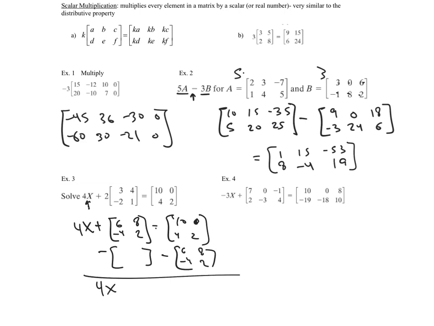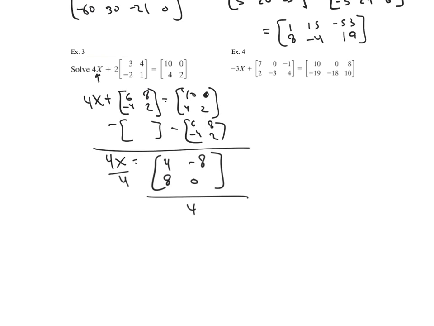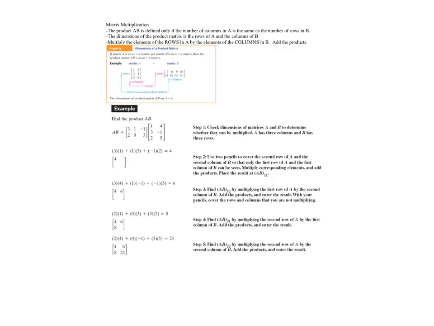To get 4x equals 10 minus 6 is 4. 0 minus 8 is negative 8. 4 minus negative 4 is positive 8. 2 minus 2 is 0. And then I would just divide by 4. And that's a scalar. We're really multiplying by 1/4. So my x matrix is 4 divided by 4, 1, negative 2, positive 2, 0. Let's go on to the next page.